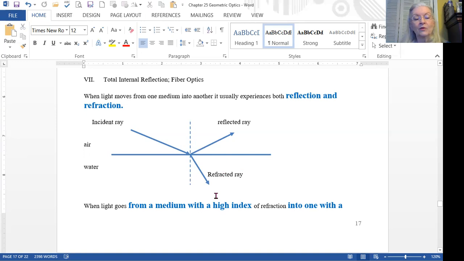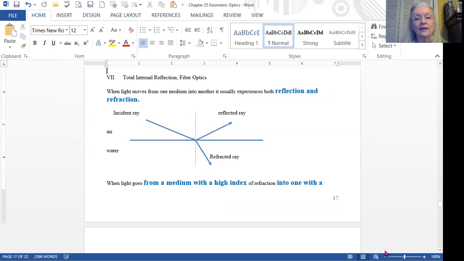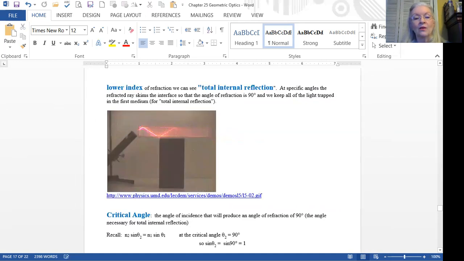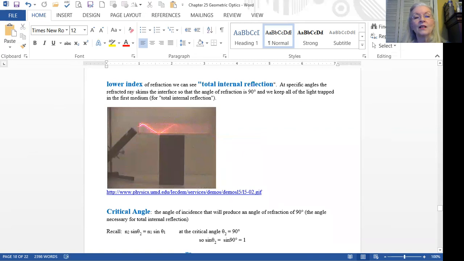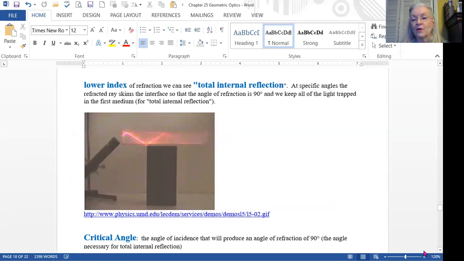and you would get a refracted ray. So when light goes from a medium with a high index of refraction into one with a lower index of refraction, when it goes from high to low, you see total internal reflection. We get total internal reflection when that happens.